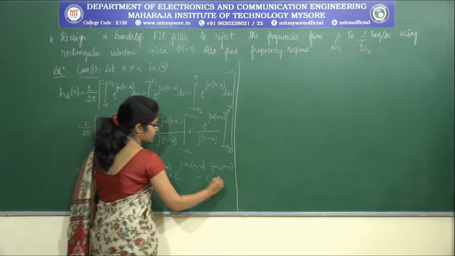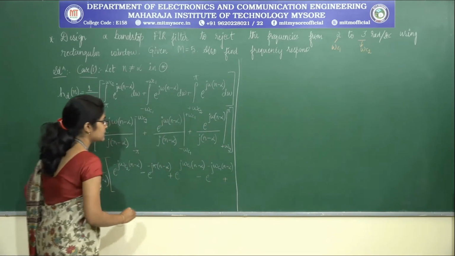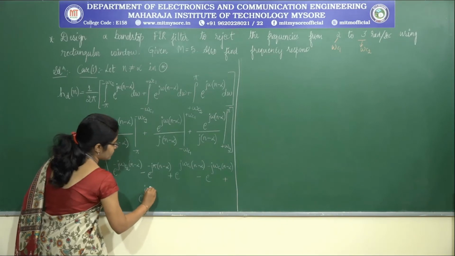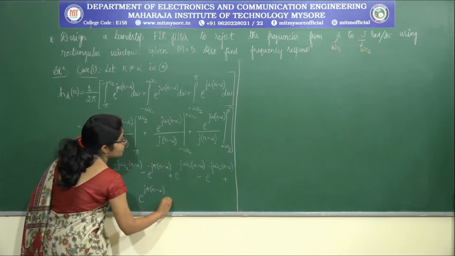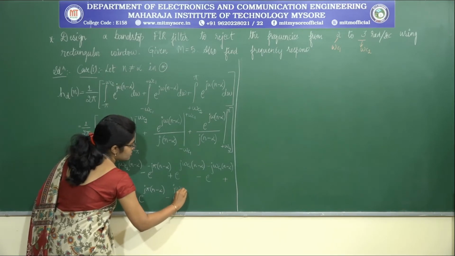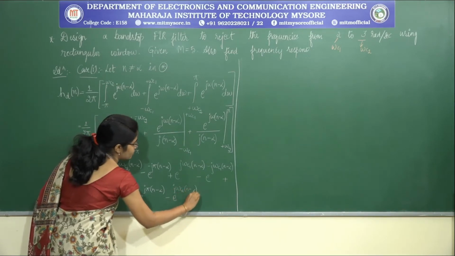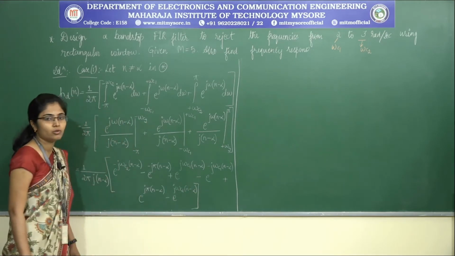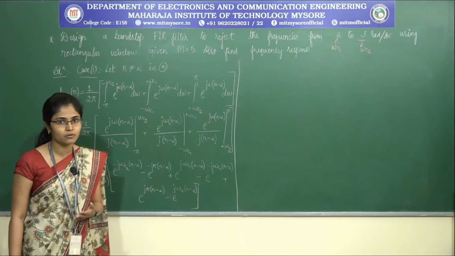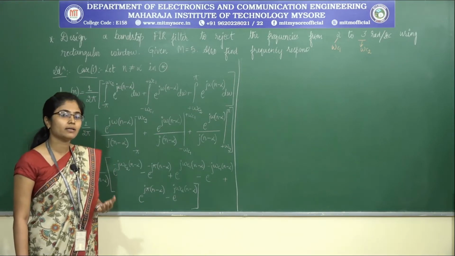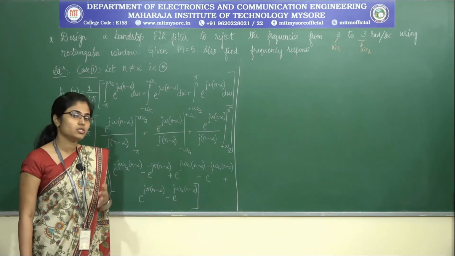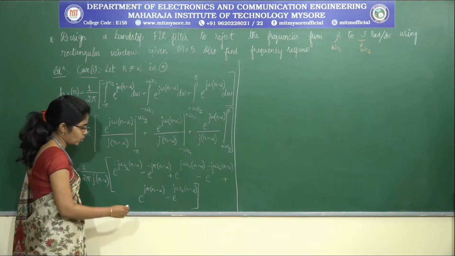Okay, this is also done. Coming to the last one, plus e power j pi n minus alpha minus e power j omega c2 n minus alpha. Okay, and what we know, e power j theta minus e power minus j theta divided by 2j is nothing but equal to sin theta, or I can write e power j theta minus e power minus j theta as 2j sin theta. Now let me check for that combination.